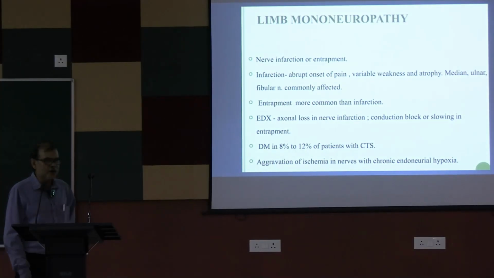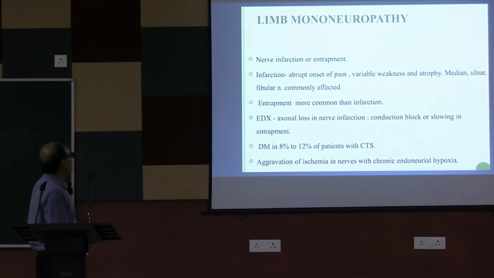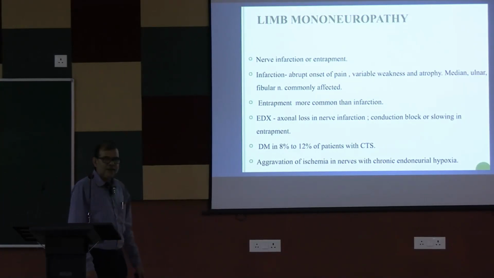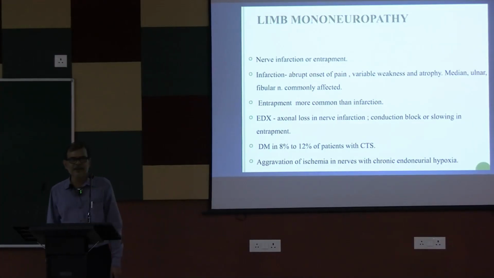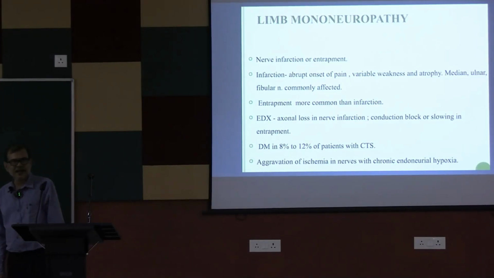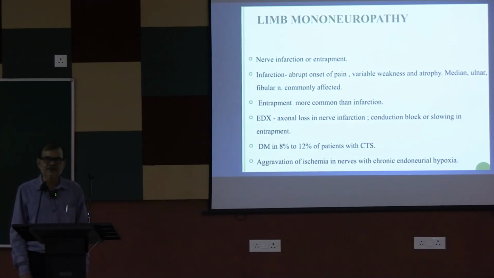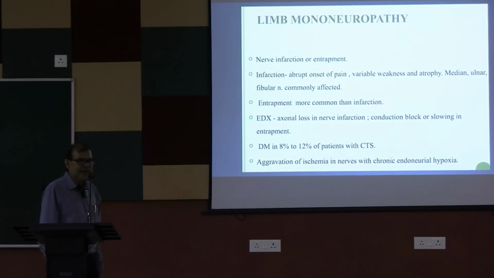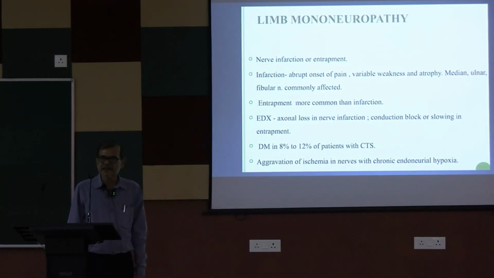Limb mononeuropathy, that means nerve infarction or entrapment. It was said earlier, median nerve entrapment, fibular nerve entrapment at the fibular head producing compartment syndrome or neuropathic syndrome. Entrapment is much more common than infarction, and electrodiagnostic study reveals axonal degeneration.